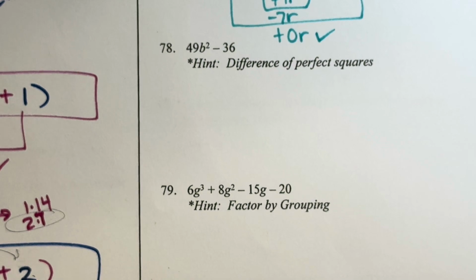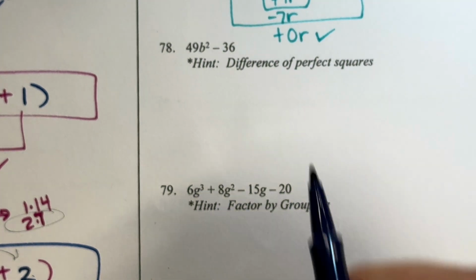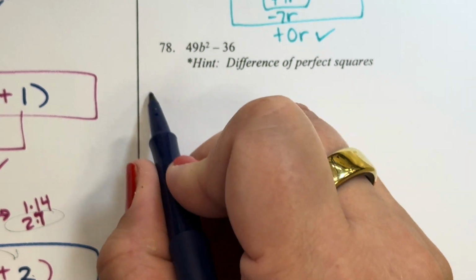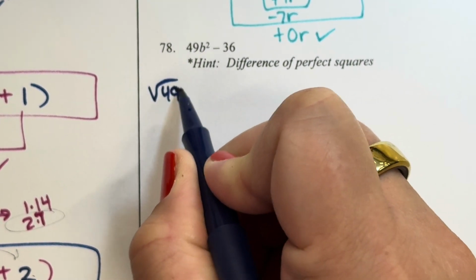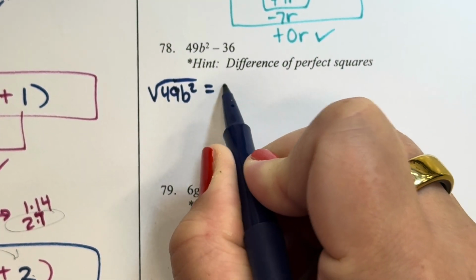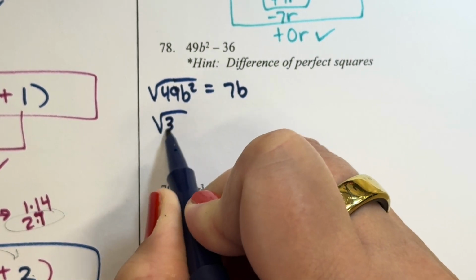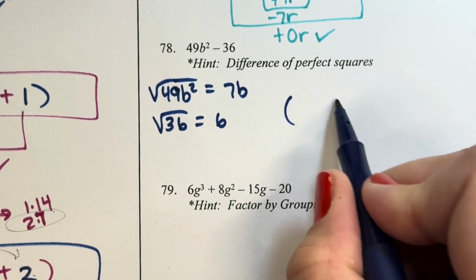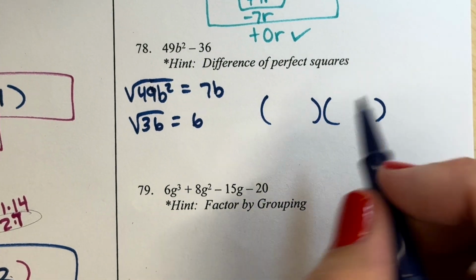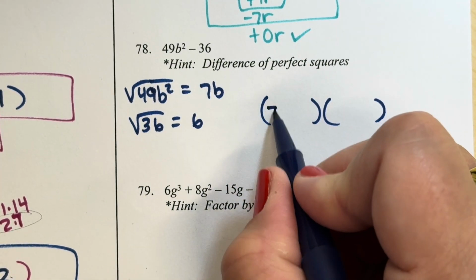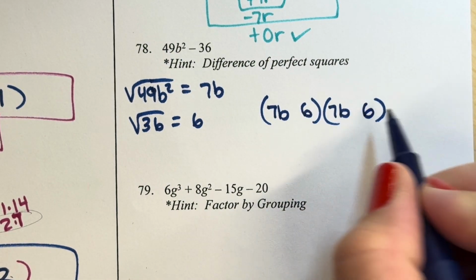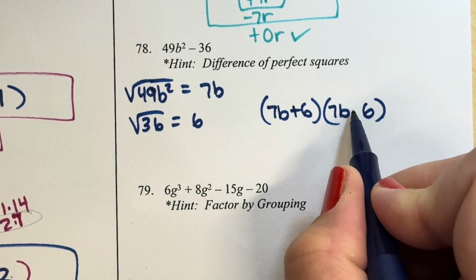So try this one on your own. There is no greatest common factor here, but the square root of 49b squared is 7b, and the square root of 36 is 6. So I have the subtraction sign. I'm going to do the square root of the first term in the first spots, the square root of the last term in the last spots, and opposite signs.